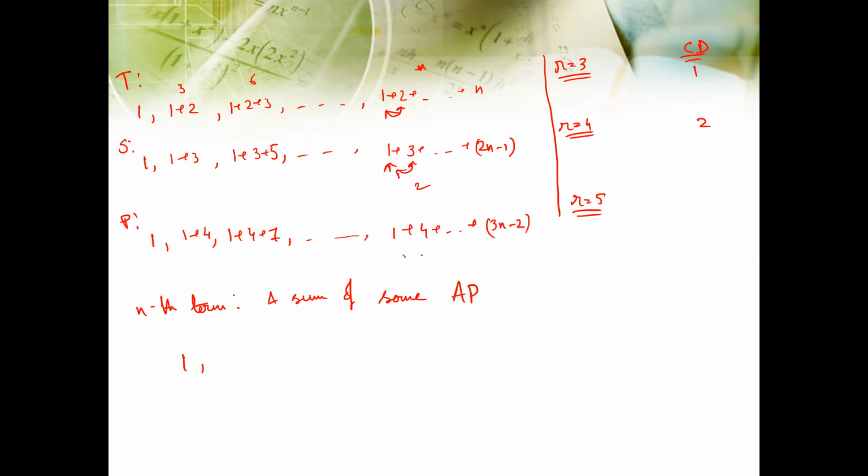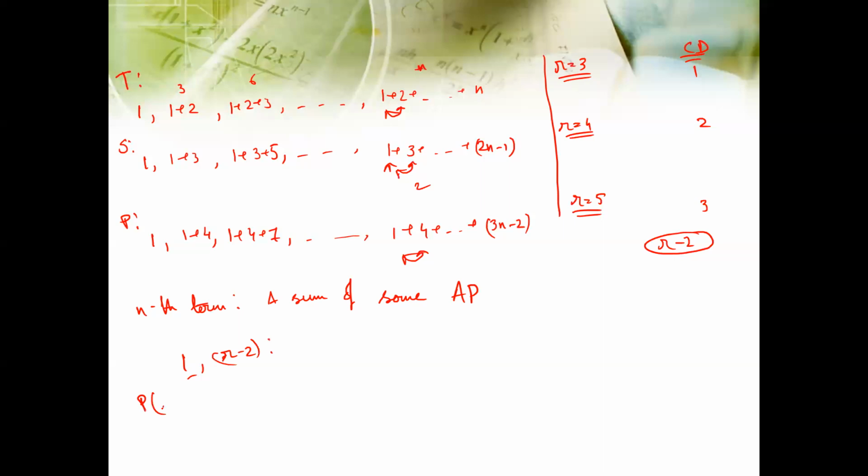So we can see that the nth term is actually a sum of some arithmetic progression whose first term is 1 and which has some common difference. For the triangular number case, the common difference is 1, that is for r equal to 3. For r equal to 4, the common difference is 2, and for r equal to 5, the common difference is 3. So basically the common difference is r minus 2. So we have to find the sum of an arithmetic progression with initial value 1 and common difference r minus 2.